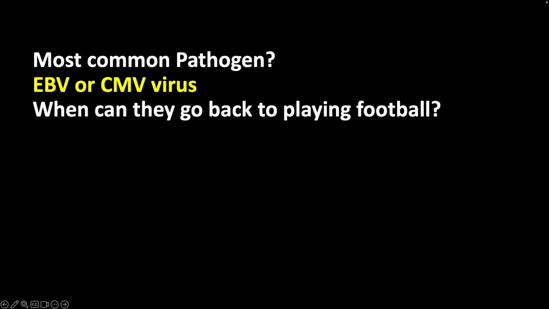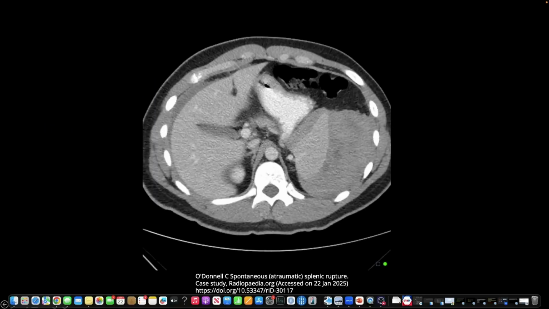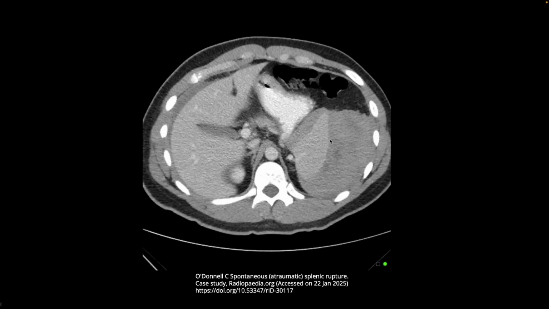And this patient really wants to go back to playing contact sports. When can they? Usually you give it about 4 weeks from infection, as there's risk of rupturing the spleen with contact sports. Here's an example of a splenic rupture. You can see here that there's active contrast here indicating active bleeding.